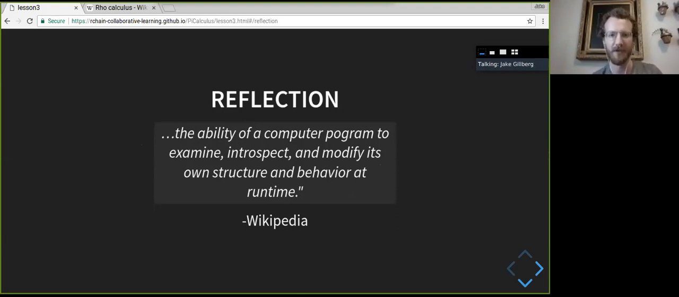So reflection is this ability of a computer program to examine, introspect, and modify its own structure and behavior at runtime. So this is the ability to take a running program, take its code, turn it into data, manipulate that data, and then turn that back into code itself, or at least that's how it's realized in the Rho calculus.